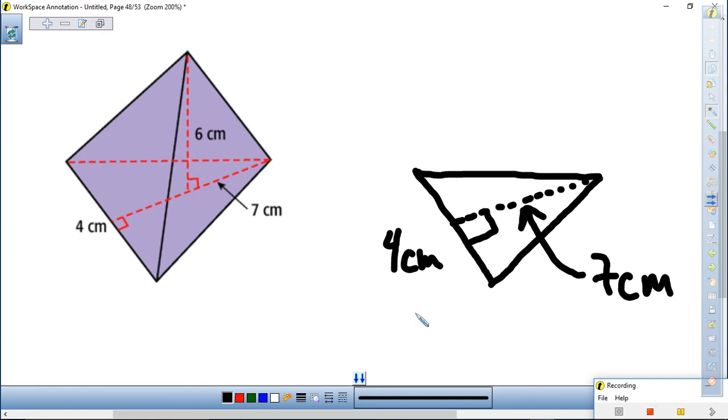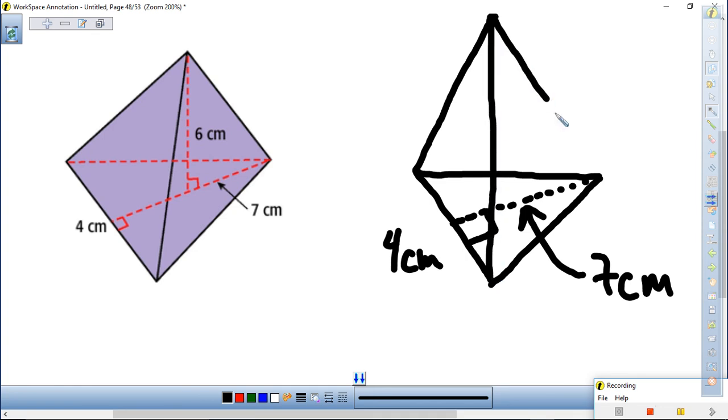Okay? Now that we have the base clear as to what you're looking at, does everybody understand what we're looking at? I want you to place a point somewhere over here on top and connect it to the vertices of that base. To this one, and to that one. Now it became a pyramid. You guys see it now? All right? All right, next.